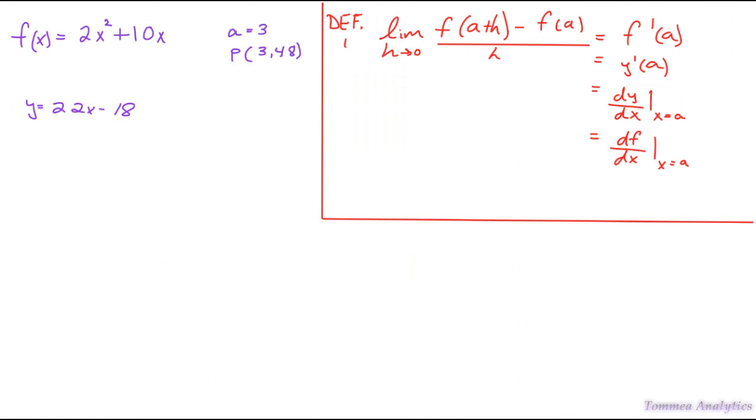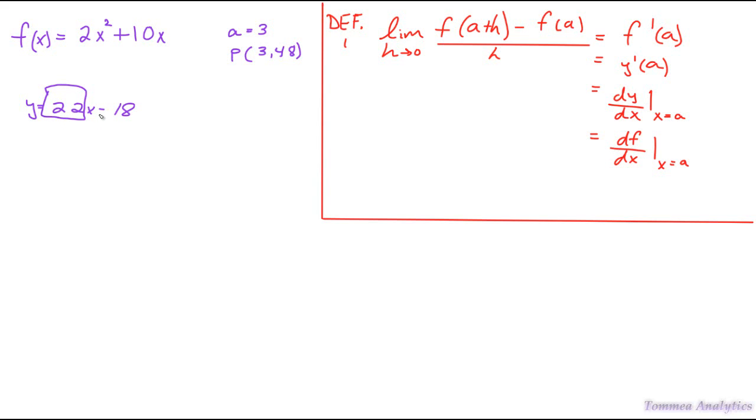Now the reason I've drawn that orange line is because that line is tangent at a equals 3 and the point (3, 48) of this function. So y equals 22x minus 18 is the equation of the tangent line. If we just look at this right here, 22, this is the slope of the tangent line. So the answer to this problem already is 22.